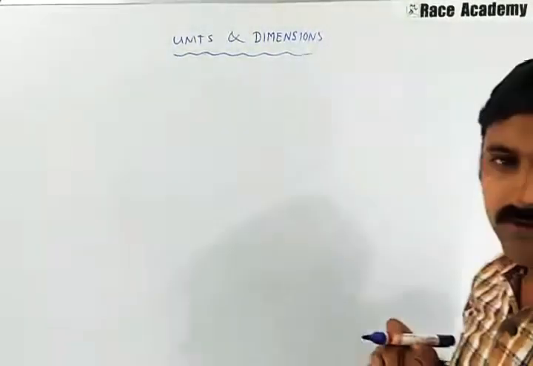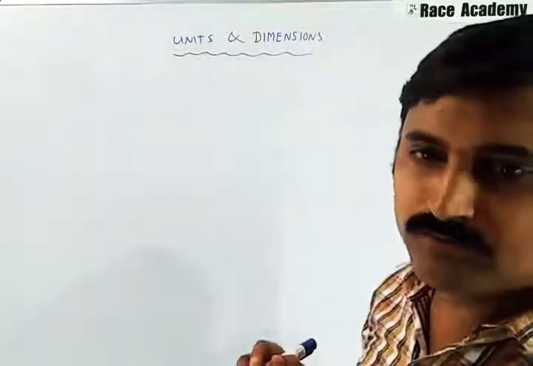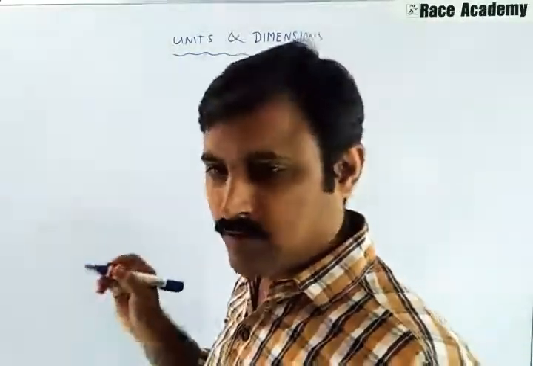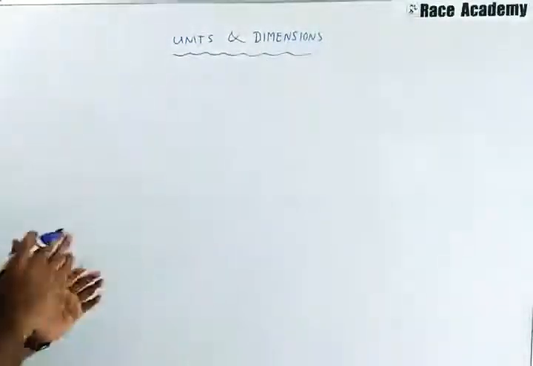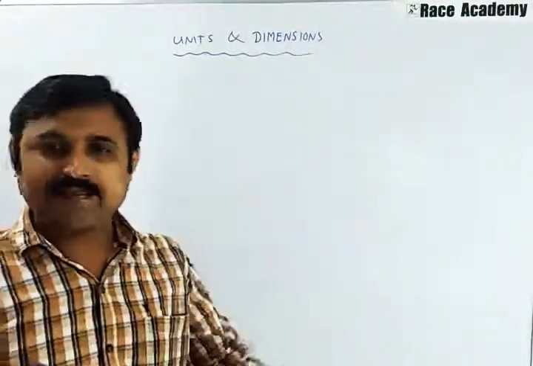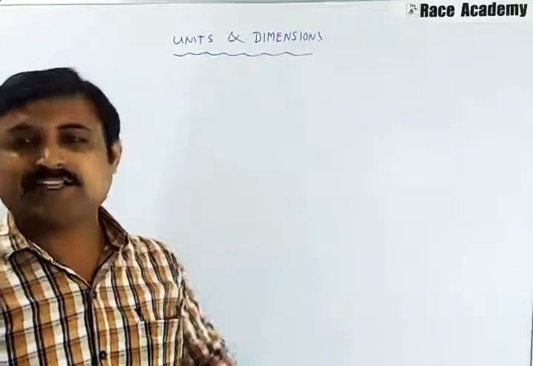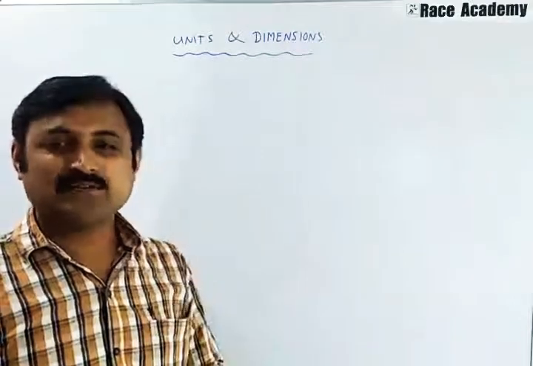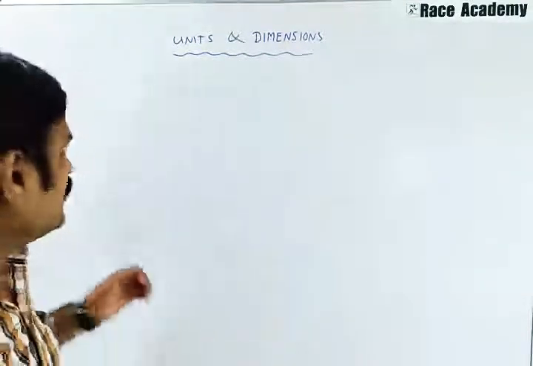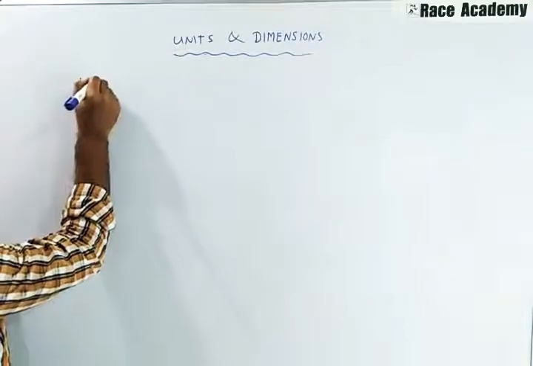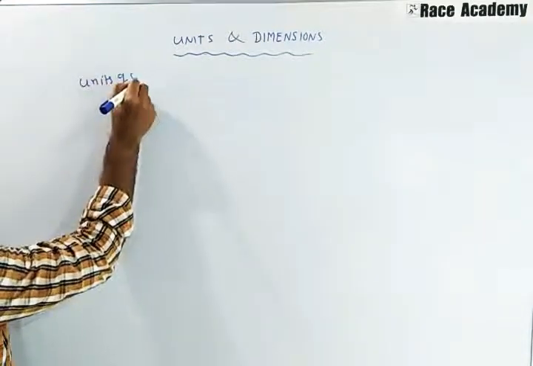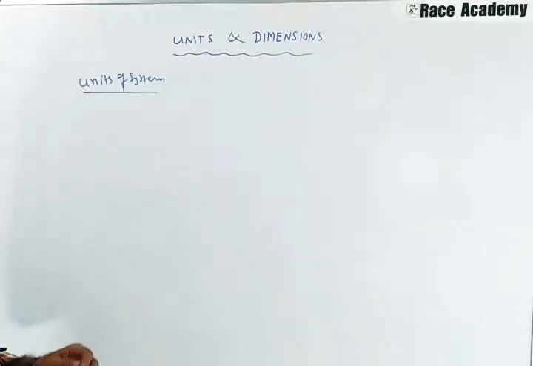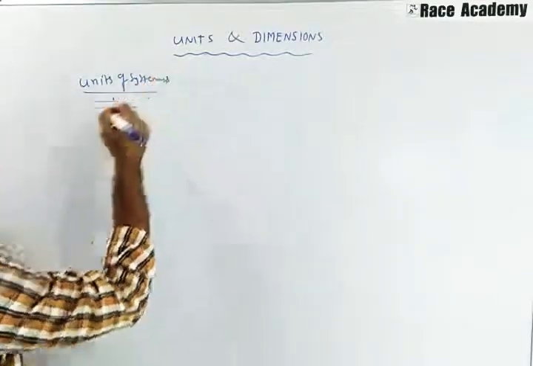Now we'll see the basic SI units of mass, length, time, temperature, electric current, luminous intensity, and quantity of matter, and all these things we'll see. Now the topic is units of systems.